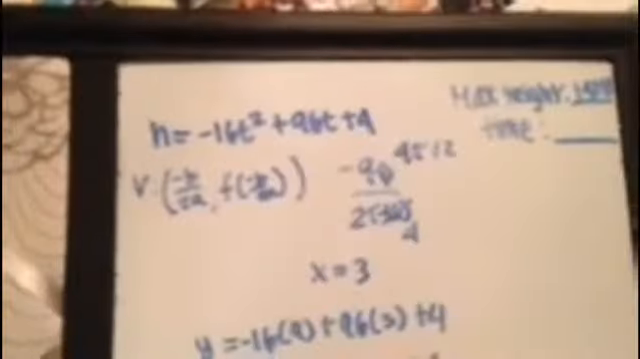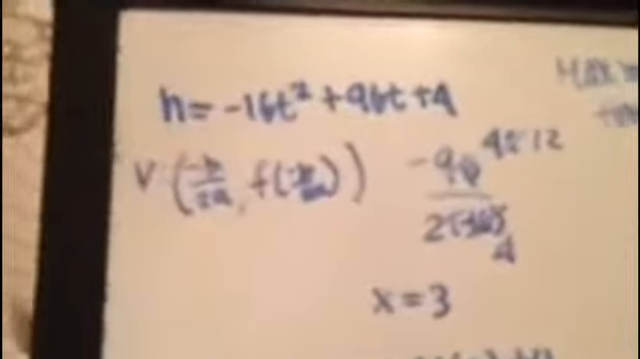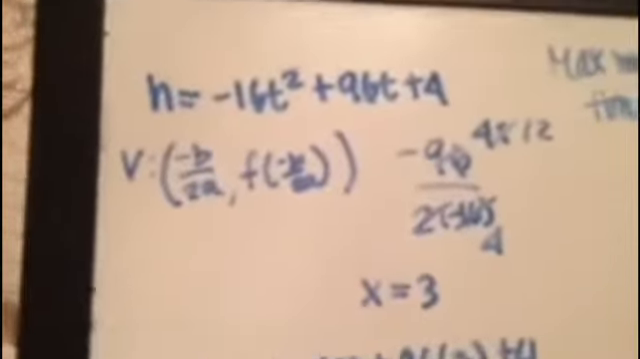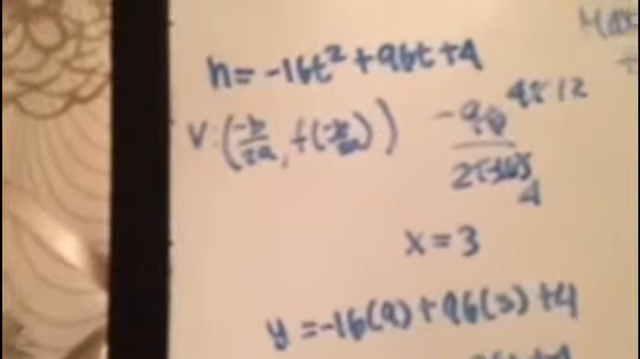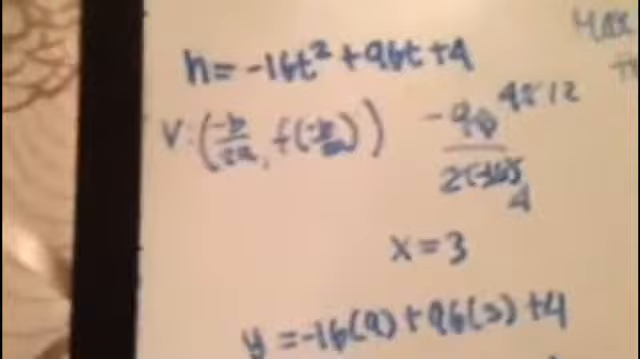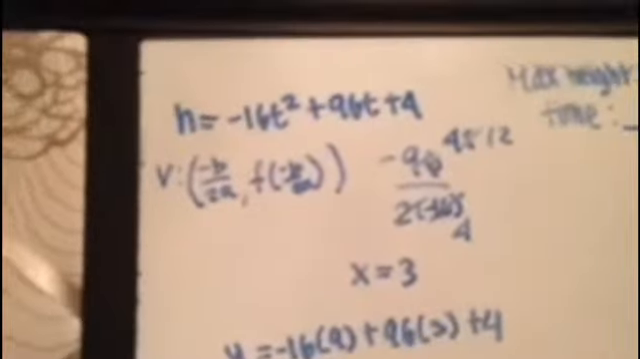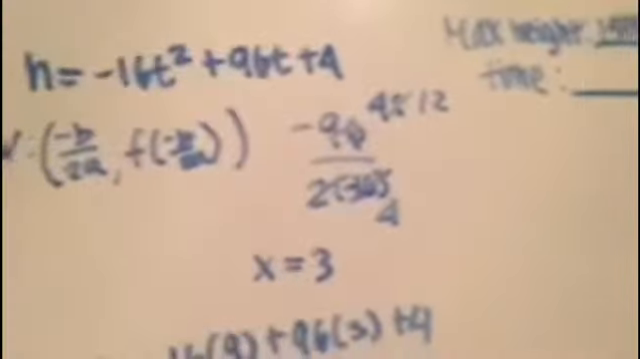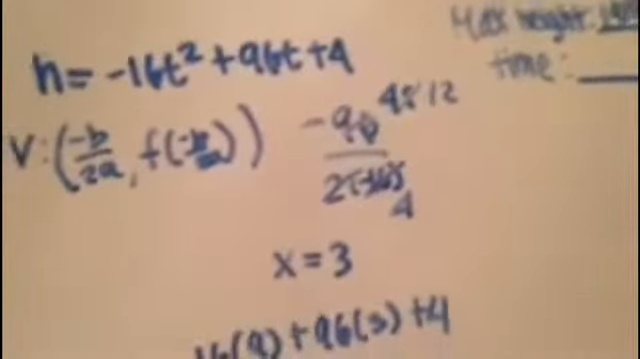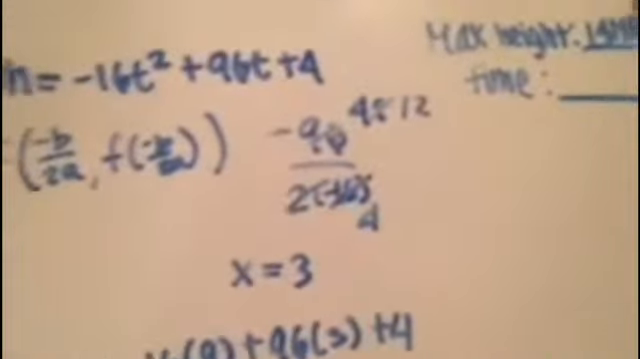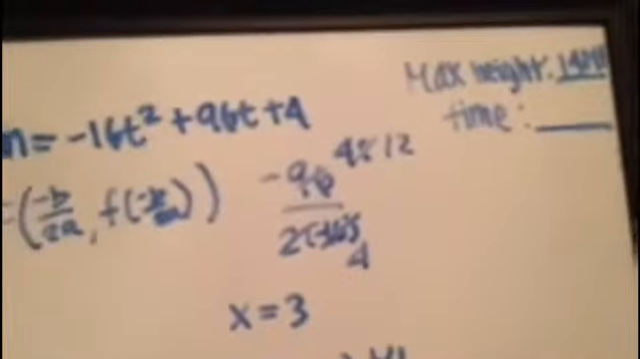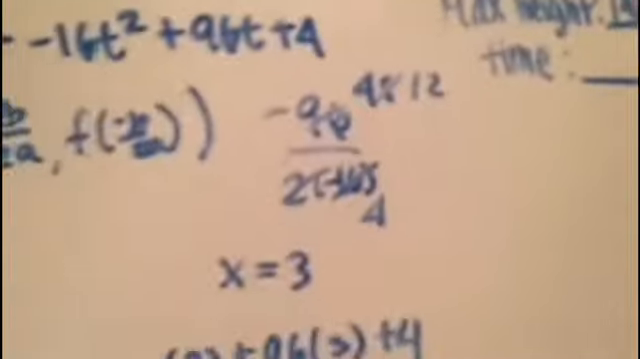So I found my vertex this way. Let me explain it. Okay, so I have negative 16t squared plus 96t plus 4, and the vertex formula is negative b over 2a and f of negative b over 2a. So I have negative 96 over 2 times negative 16. You cross out the 96 and you get 48. You cross out the 16 and the 2 because they cancel out and you get 4. But then you cross out the 48 again and you get 12. So 12 divided by 4 is 3. So your x is 3.